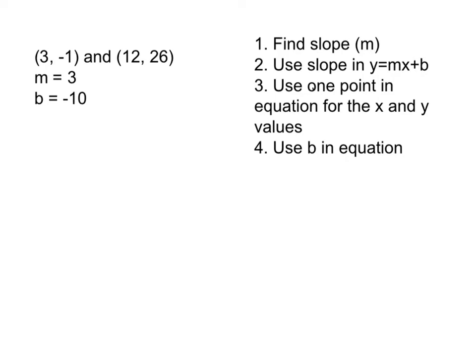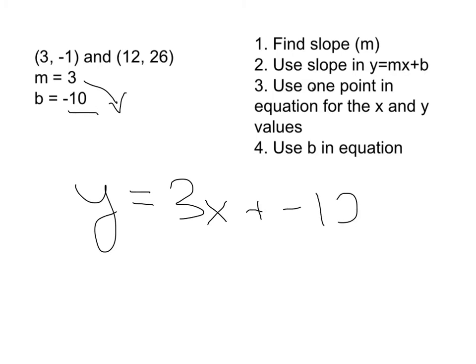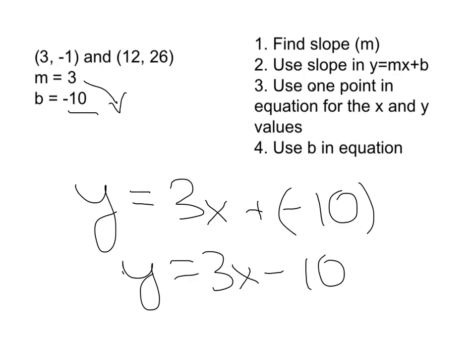Now that we have all of the parts of an equation that would be in slope-intercept form, we're simply going to plug them in. So I have y equals, my m is 3, so that's going to go here, my x value, and then my b is plus -10. You could also write y = 3x - 10. And that is how you find a linear equation from 2 points.